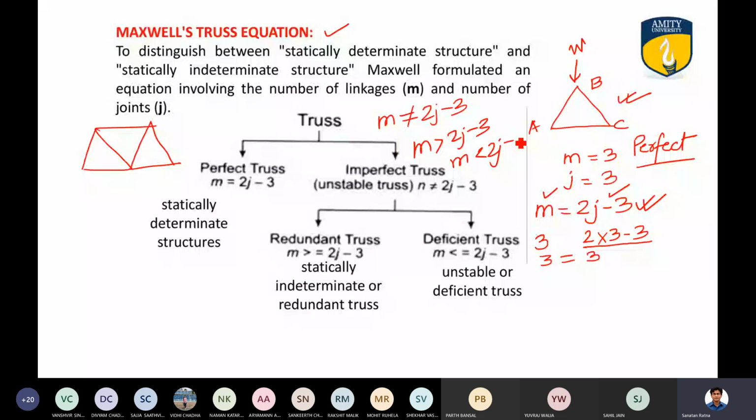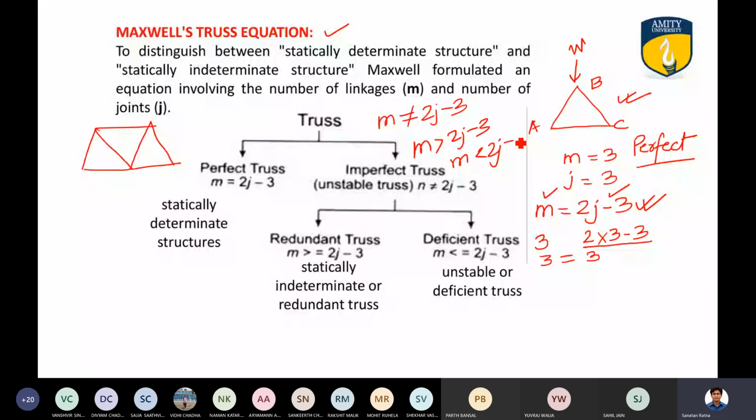Such cases are called imperfect truss, and they are basically unstable. Stable, imperfect truss is unstable. M is not equal to 2J minus 3.